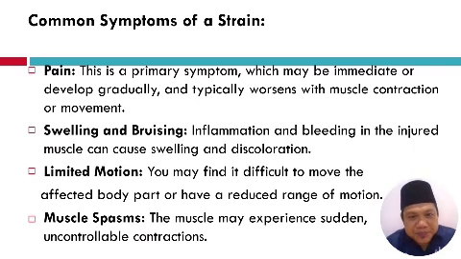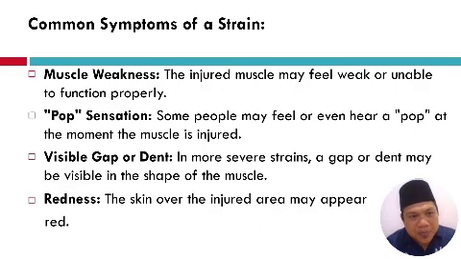Swelling and bruising. Inflammation and bleeding in the injured muscle can cause swelling and discoloration. Limited motion. You may find it difficult to move the affected body part or have a reduced range of motion. Muscle spasms. The muscle may experience sudden or uncontrollable contraction. Then muscle weakness. The injured muscle may feel weak or unable to function properly.